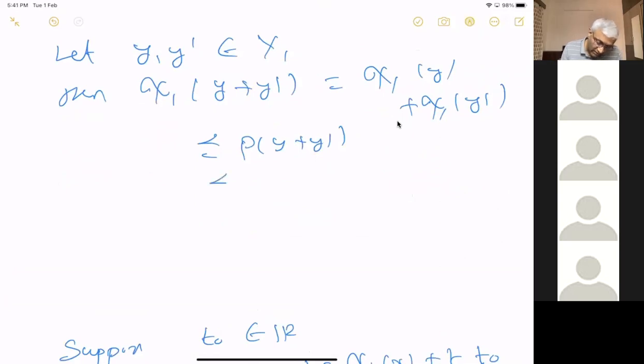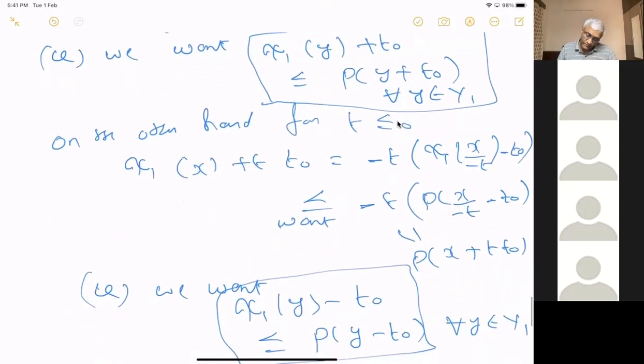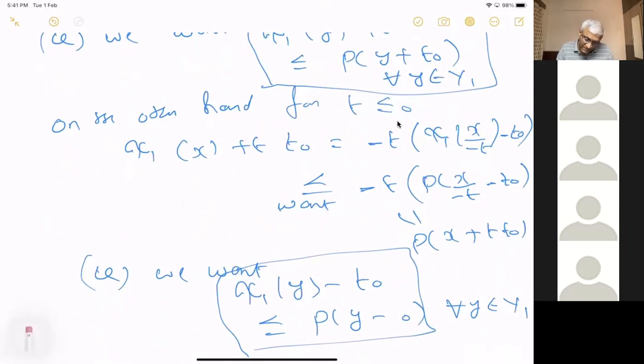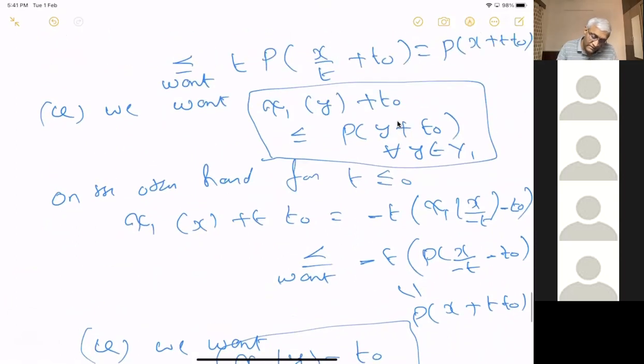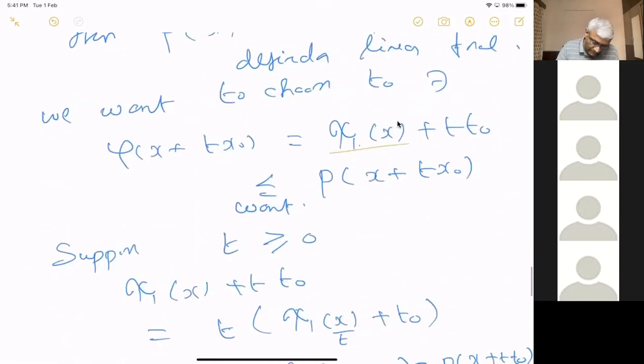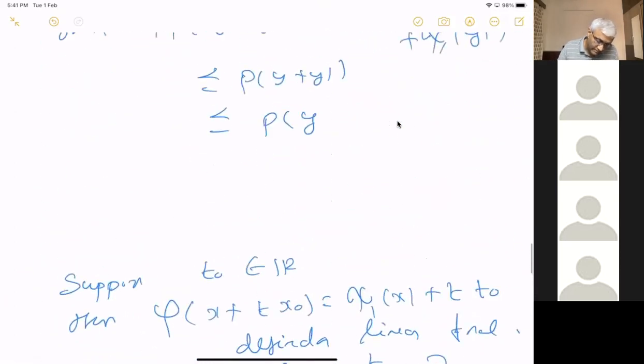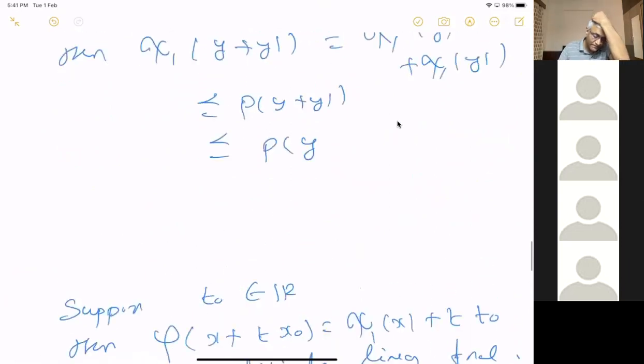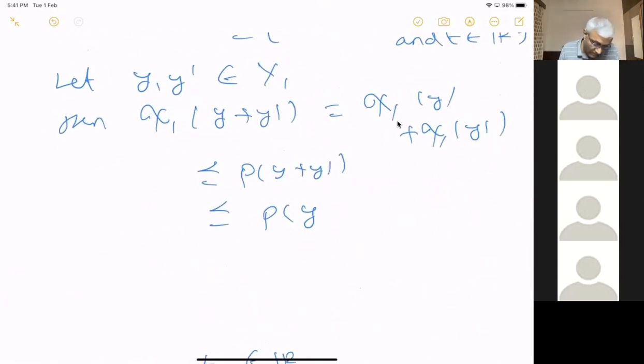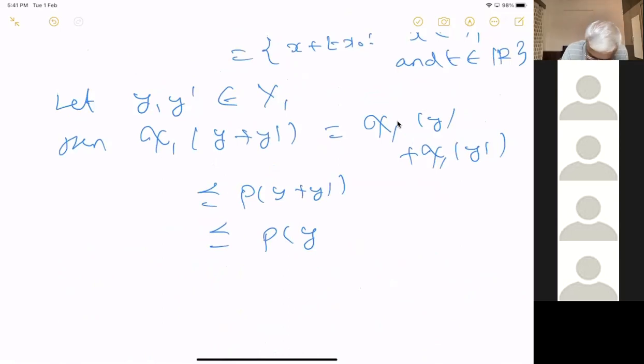Now this is less than or equal to p of... Here I have written x t naught. This should be x naught. Okay. Sorry, here also I have written t naught, which is x naught. x naught is the element in the space, and t naught is a number we want to choose. Okay. Anyway, I'm just going through the proof again. I will repeat that argument again. I will make the necessary changes later.